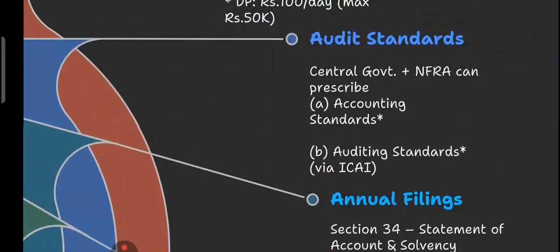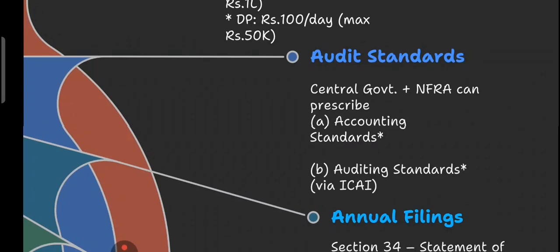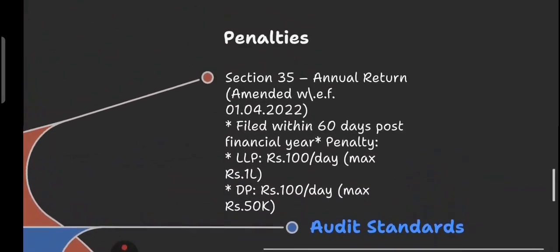Then we have audit standard. An LLP must follow proper accounting and auditing standards. These are set by the government or NFRA under the law. Then we have the penalties.